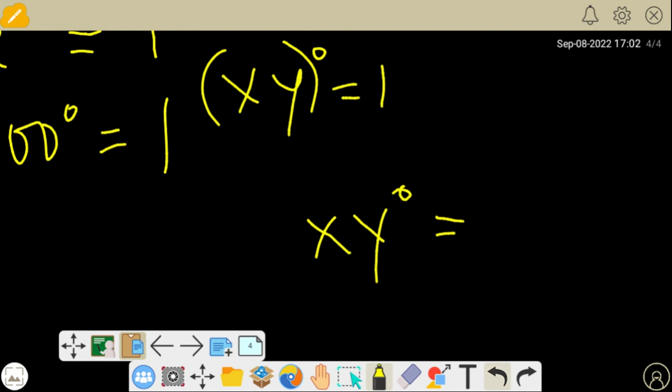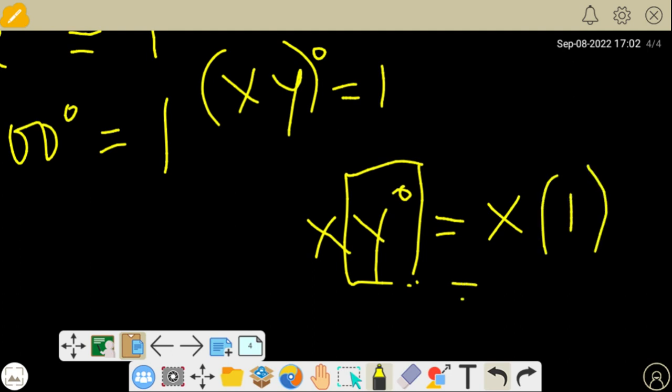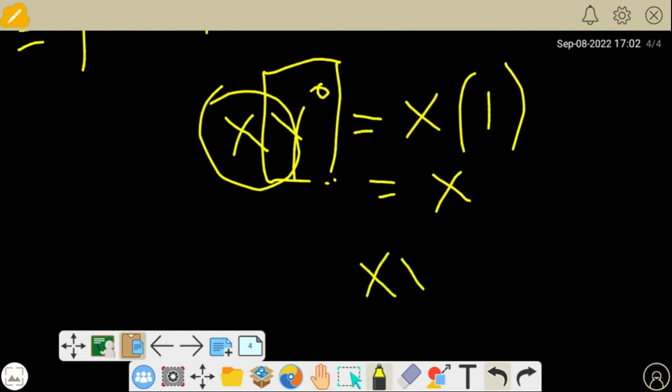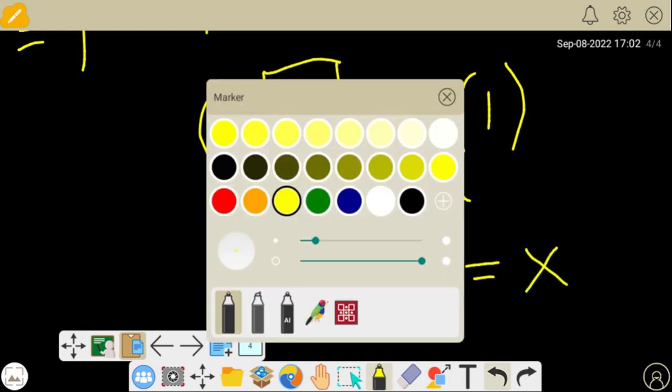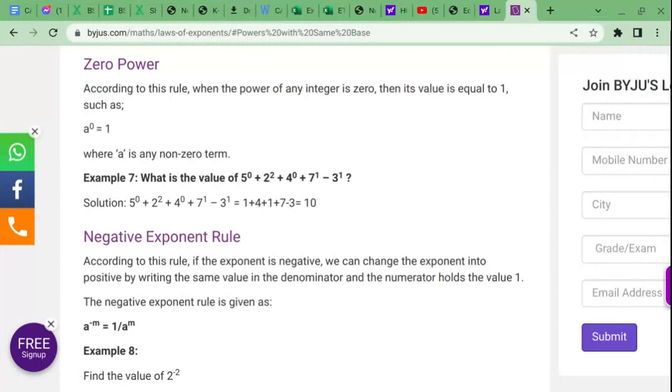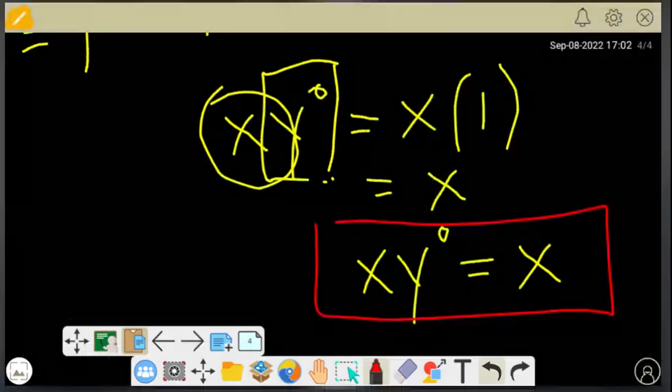If the expression is written this way, we can have only this y become 1. So our y is 1. It doesn't affect x. So the answer for this is x. So x y raised to 0 is x. Just remember, the 0 exponent or the 0 power is always equal to 1.